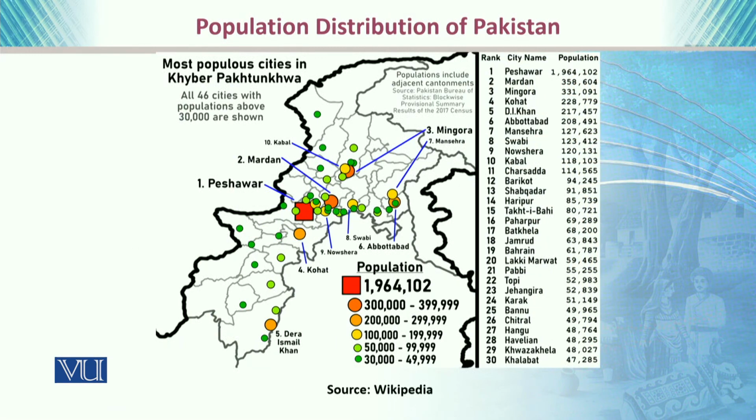Here is the distribution of the most populous cities of Khyber Pakhtunkhwa. You would find on the right side that these cities are ranked based on their population size. Peshawar is on the top, and then Mardan, Mingora, Kohat, Tank, Abbottabad, Mansehra, Swabi, Nowshera, and so on. So these are the most populated cities of Khyber Pakhtunkhwa.